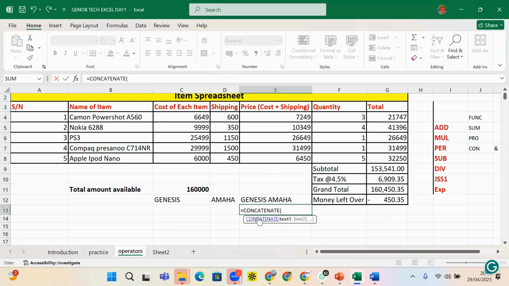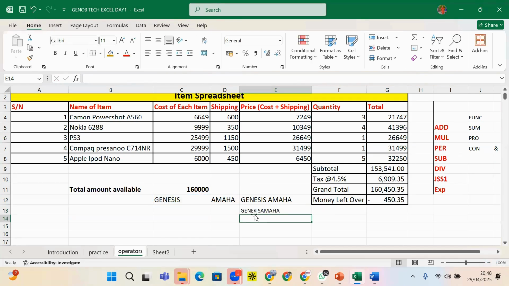Double click on it, it will open. What do I want to concatenate? I want to concatenate this and this. You see where comma comes in now, comma operator, and this. I concatenate these two things, and I have what? Genesis and Maha, but it is joined together, right? Like conjoined twins.